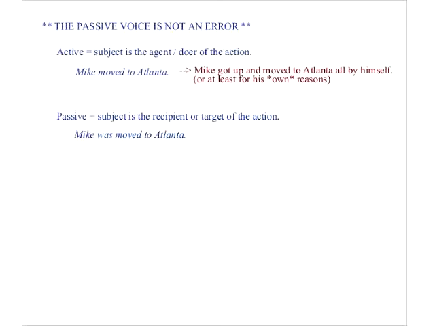It just means that, like, a company or something, so Mike's company or employer or family or whoever else moved or made him move to Atlanta. This is the difference between the active and the passive voice. It's not an error, and in fact, there's not even a preference.